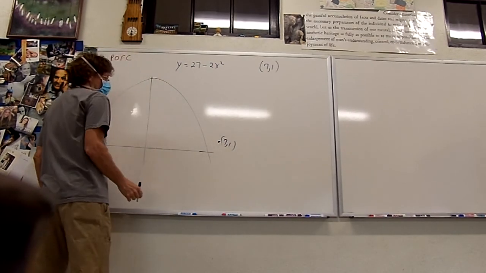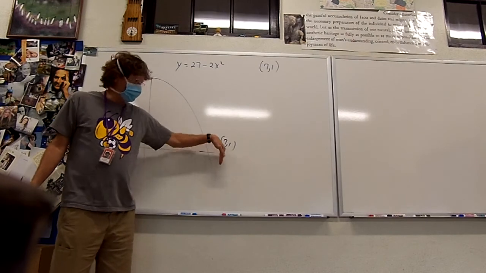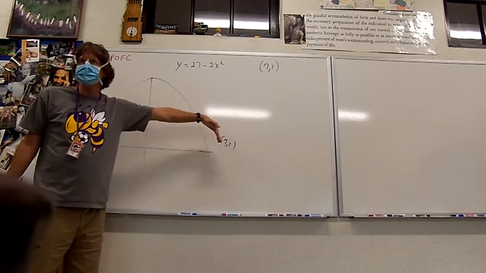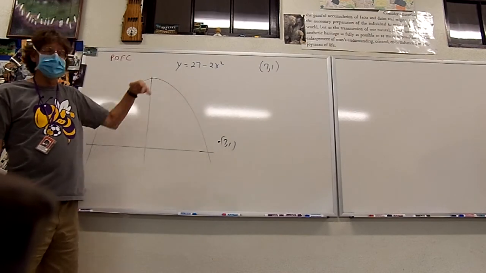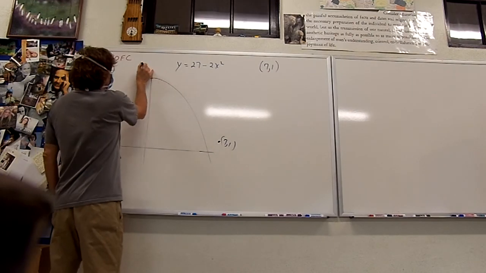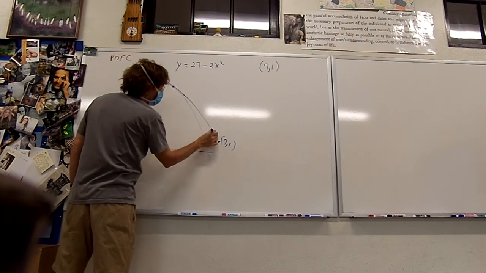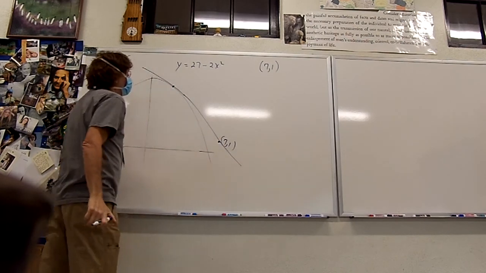All right. 7, 1. Now, you could say, well, I'm going to find the one that's way down here, but what would I do? I'd come back and try to find the one that's up here because I can see it. Is that okay? So I'm going to make a little tangent line. Touch it.